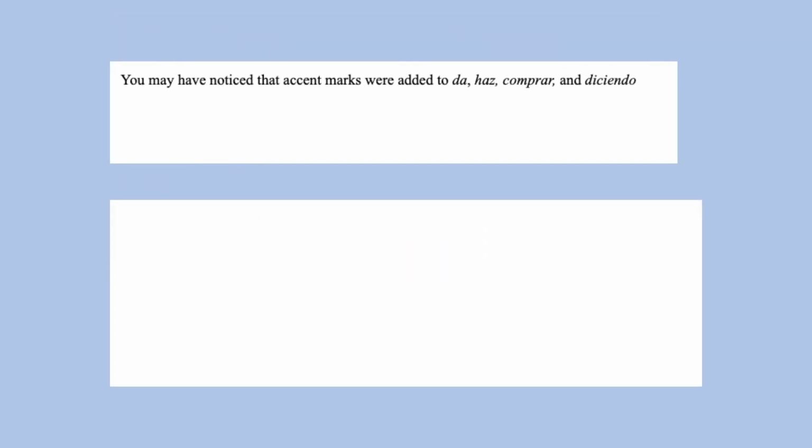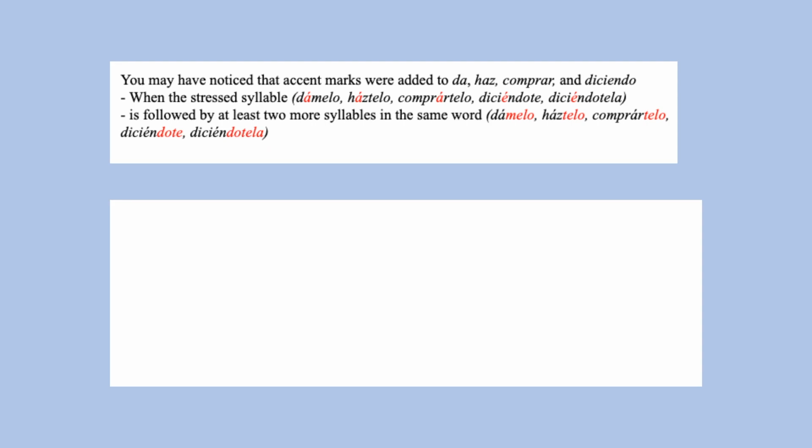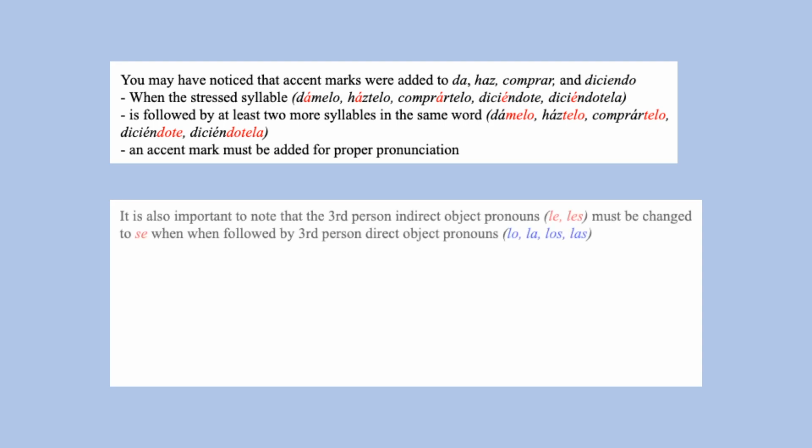You may have noticed that accent marks were added to dá, más, comprár, and diciéndo. Because when we have a stress syllable that is followed by at least 2 more syllables in the same word, an accent mark must be added to the vowel of that stress syllable for proper pronunciation. You should also note that the third person indirect object pronouns, le and les, must change to se if followed by a third person direct object pronoun.